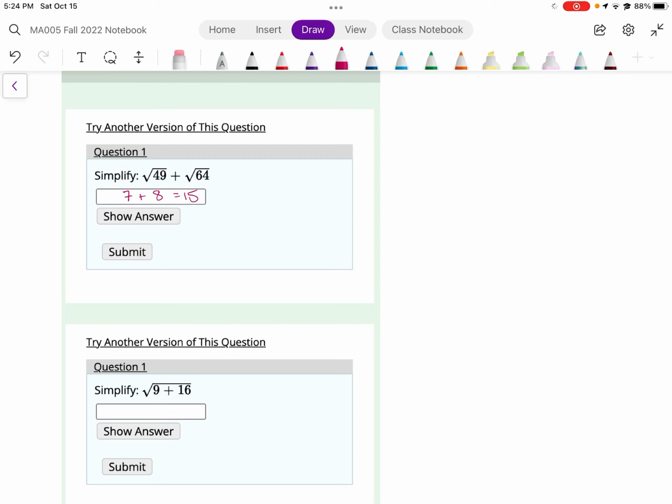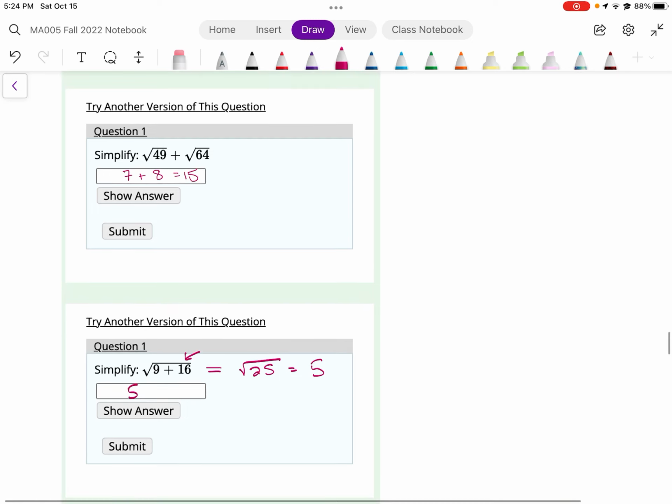The next one, the square root of 9 plus 16, well, you've got to keep this together and do what's inside first, and you get the square root of 25. The square root of 25 is 5, so your answer is 5. All right, so contrast that to the square root of 9 plus the square root of 16. That's going to be 3 plus 4, which is 7. That's a different answer, so that is not what it's asking for.